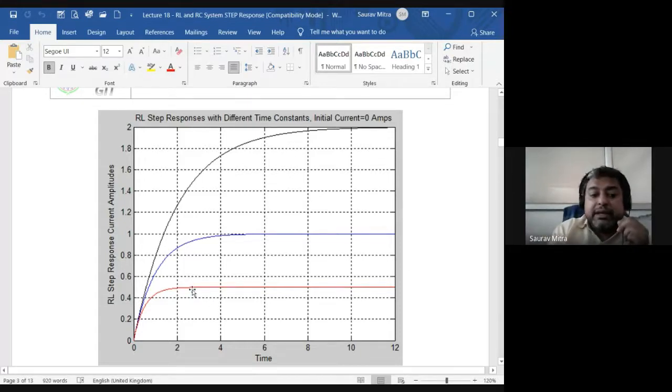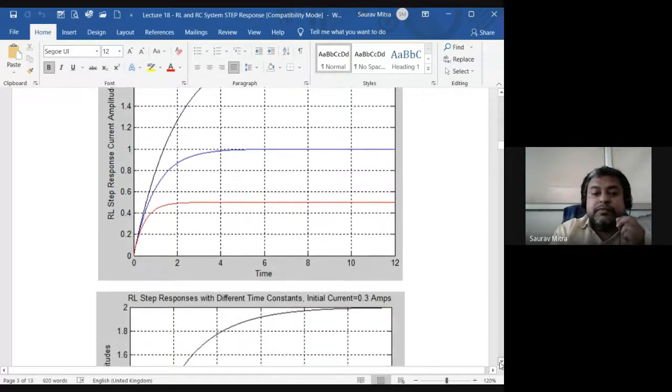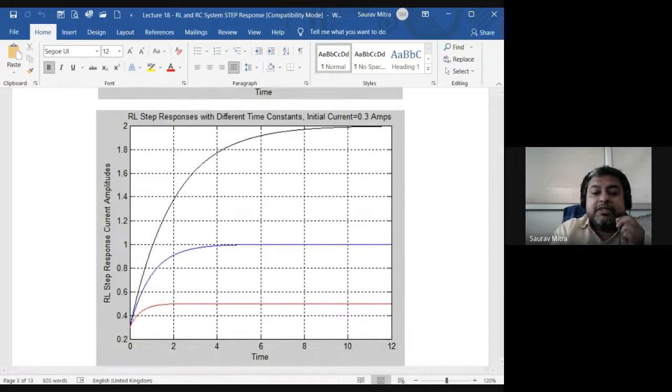But what is the starting current here? It is starting from current 0. And what is the final current? Final current is 2 ampere. अभी देखो, if starting current is non-zero, now we have set starting current as 0.3 ampere. So all these things you can set in the MATLAB code. You can set any kind of thing. So just see that starting current is 0.3, and it is going to the same steady state value.